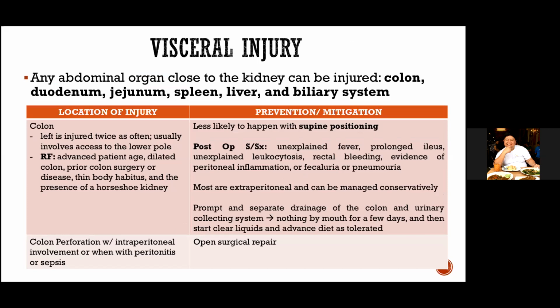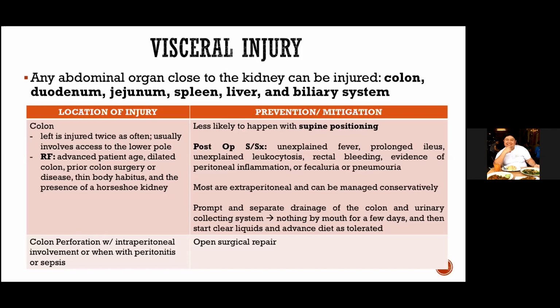Visceral injury: any abdominal organ close to the kidney can be injured, like the colon, duodenum, jejunum, spleen, liver, and biliary system. For the colon, the left is injured twice as often due to the anatomical placement of the kidney next to the left colon. Usually it involves access to the lower pole. Risk factors include advanced age, dilated colon, prior colon surgery or disease, thin body habitus, and the presence of a horseshoe kidney. So it is less likely to happen with supine positioning.